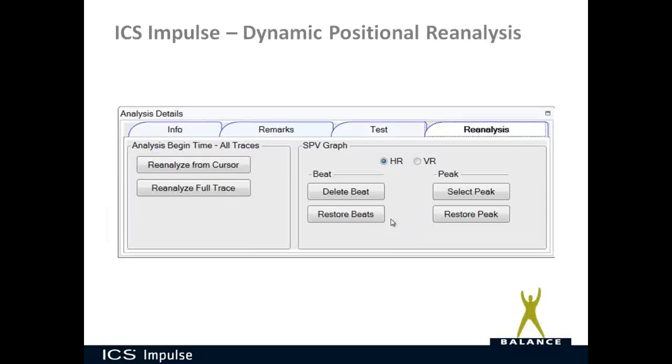And then the last thing, which we kind of talked about, is the reanalysis tab. So you can choose where analysis starts. If you want to analyze the full trace, you click reanalyze full trace. Or if you just want the analysis to start at a particular point, you set that cursor on your trace and you click reanalyze from cursor. You can also delete beats, you can restore deleted beats, and you can change where the peak was selected, and you can restore the peak. Do note that you need to make sure you select the right curve when you're looking at your data. This is the horizontal right curve and vertical right curve. So you need to make sure to select the curve and then do the reanalysis here.